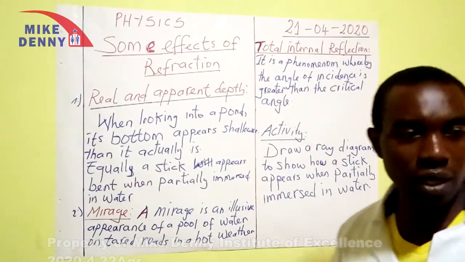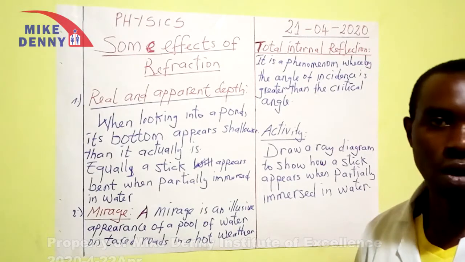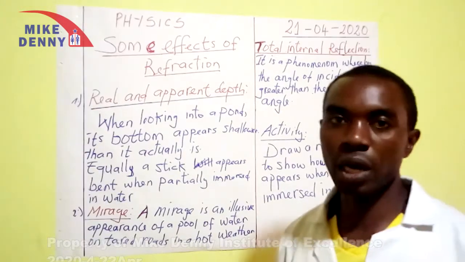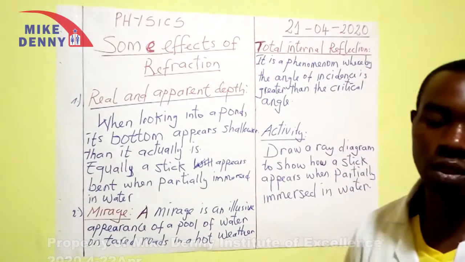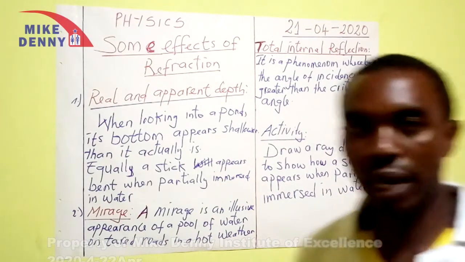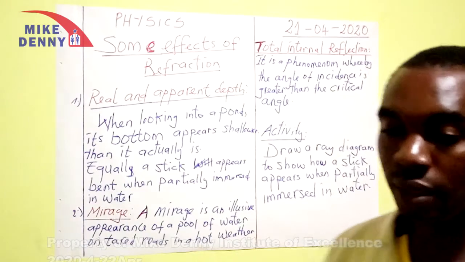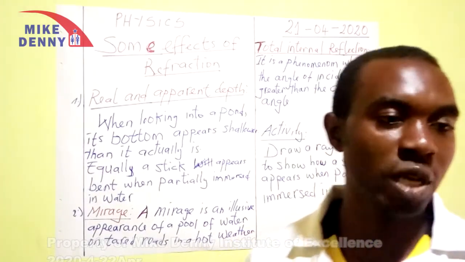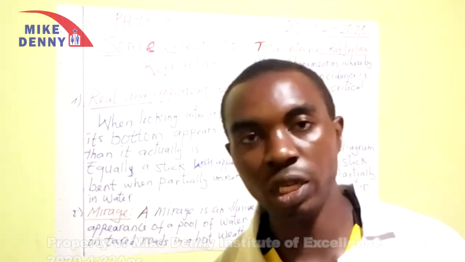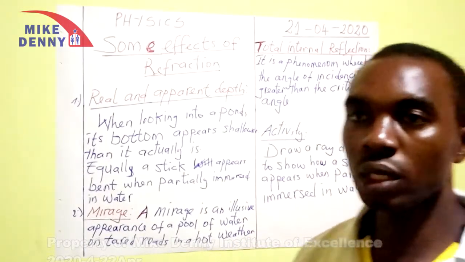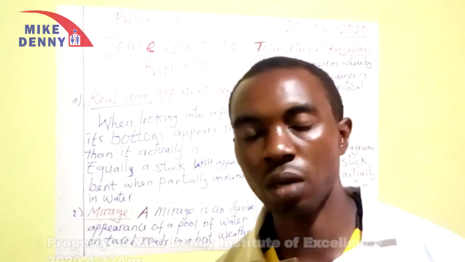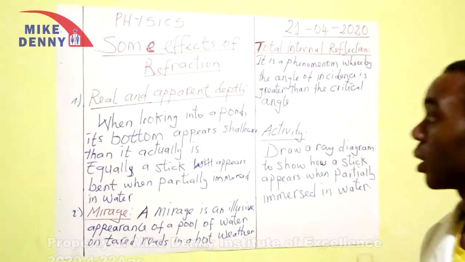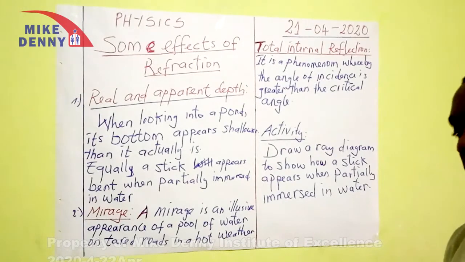Something is real depth of a point. For example, if you take a coin and you drop it in a pool of water and you stand beside the pool of water, it seems the coin is right on the surface. But if you dip your hand to remove the coin, your hand will keep on going down, down, and down. This effect is known as the real depth and apparent depth.